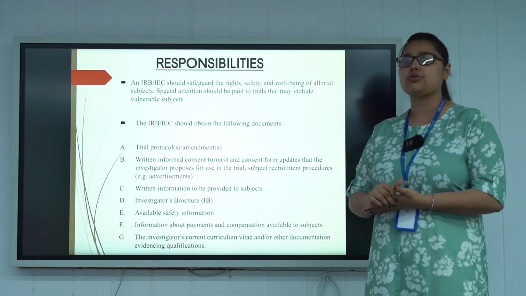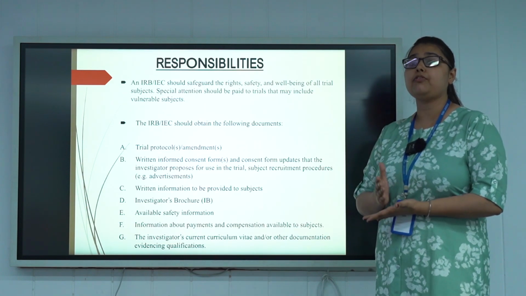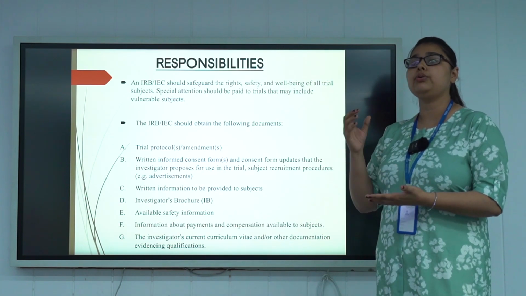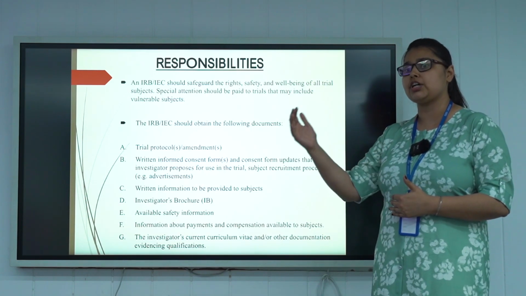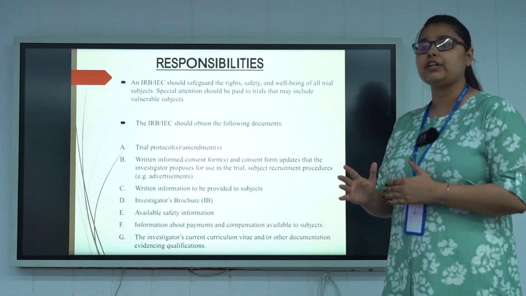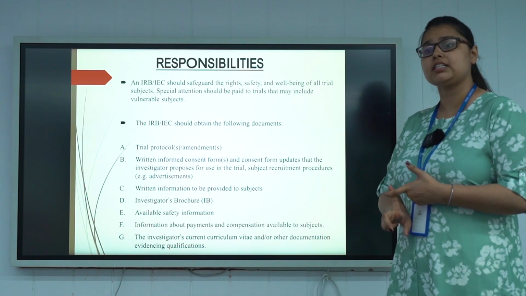Payment and compensation is also a very important part of a clinical trial. The subjects are entitled to compensation in case of any adverse event that has happened to them during the clinical trial because of the investigational drug. The investigator and all the members in the clinical trial should have proper qualification, proper GCP, MRC certificates.